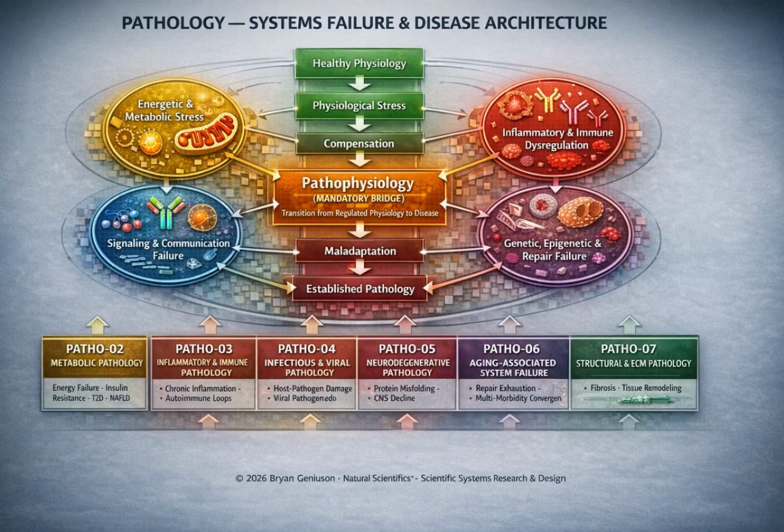As compensation becomes maladaptive, systems progress into established pathology. Feedback loops that once restored balance now reinforce dysfunction. Repair systems become saturated, damage accumulates, and multiple physiological systems begin to fail in parallel. This network-level collapse explains why advanced disease rarely affects a single organ in isolation.